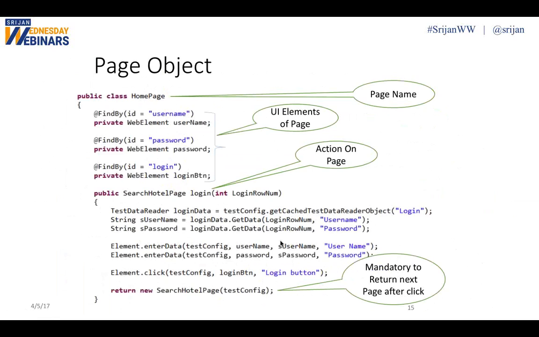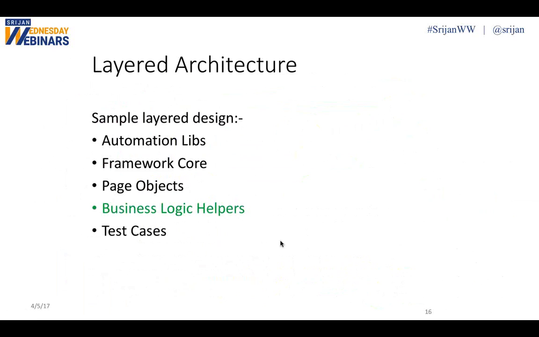And then it is mandatory to return the next page after a click. I'll shortly tell you why it is mandatory to return the next page after a click. Now, once you've created pages like this for each of the pages in your web application, next you start joining those page objects to create business logic helpers.